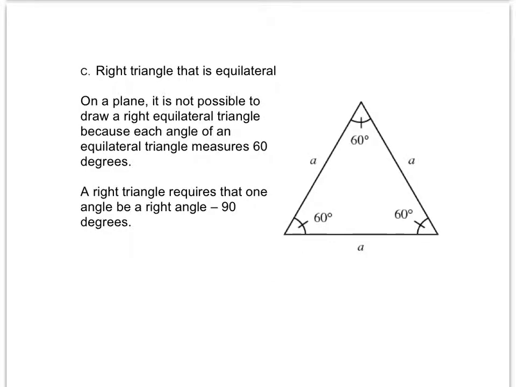Can we draw a right triangle that is equilateral? On a plane, it is not possible to draw a right equilateral triangle because each angle of an equilateral triangle measures 60 degrees. And a right triangle, by definition, requires at least one angle to be 90 degrees. So we cannot draw a right triangle that is equilateral.